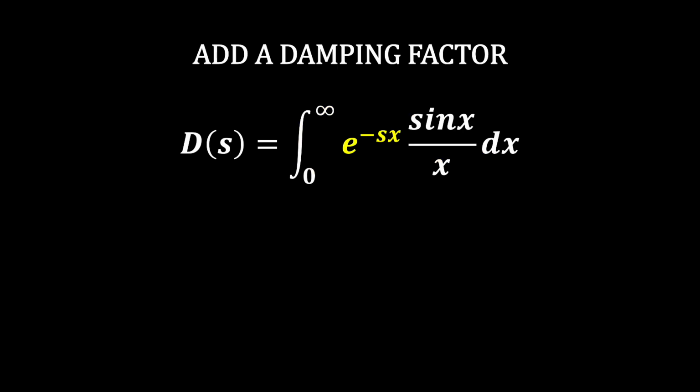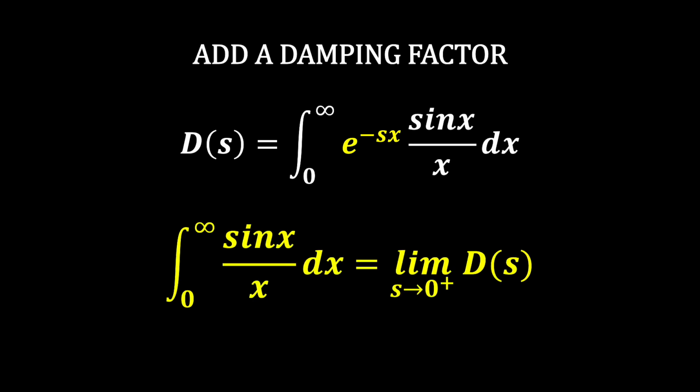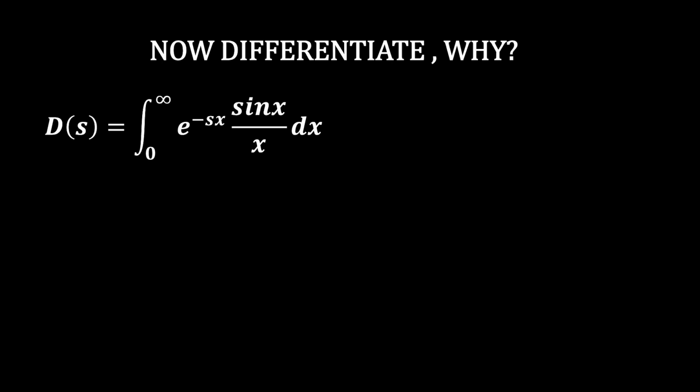Introduce a positive parameter s, and define D of s as the integral from 0 to infinity of e to the minus sx times sine x over x. As s approaches 0 from the positive side, D of s approaches the Dirichlet integral we want. The exponential factor damps the oscillation and makes the next step easier. Now differentiate with respect to s.